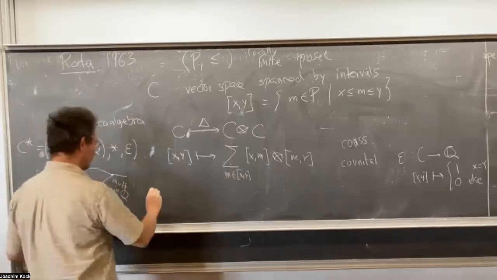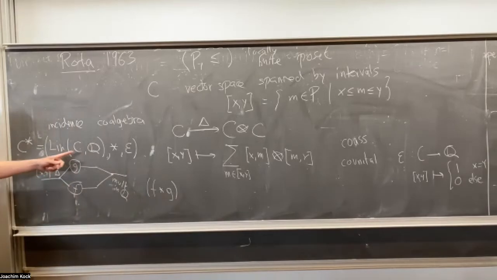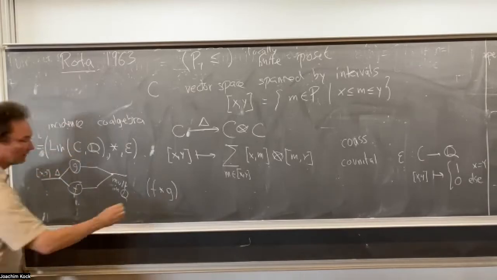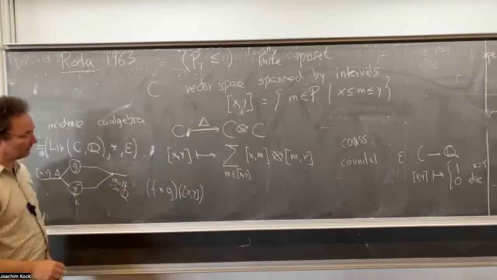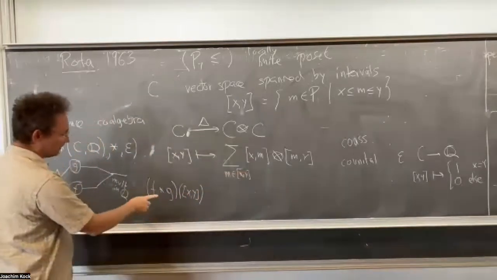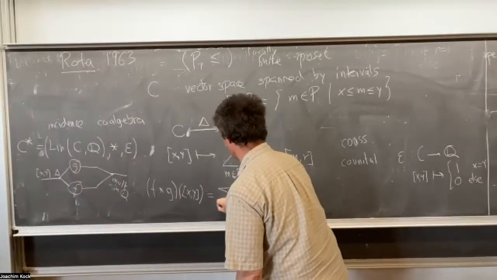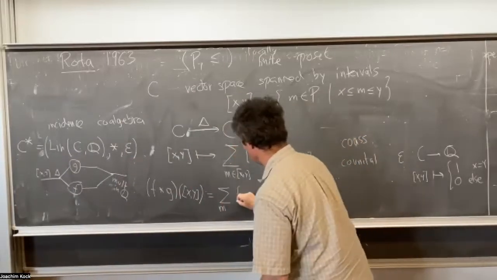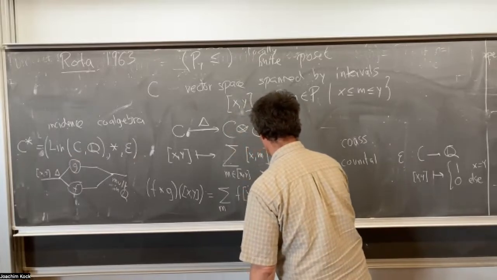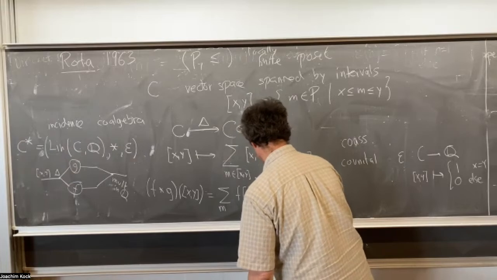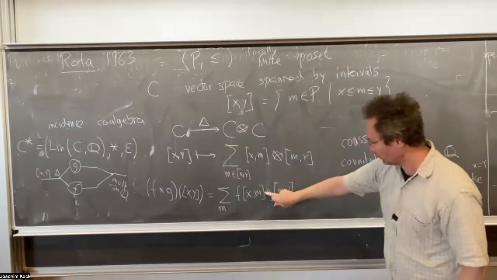So it just means that if f and g are linear functions on the incidence coalgebra, then we can multiply them by evaluating on the interval by first splitting and then evaluating f on one and g on the other. So the formula is the sum over m, like here. You apply f on the first and g on the second part, and then you multiply in the ground field.